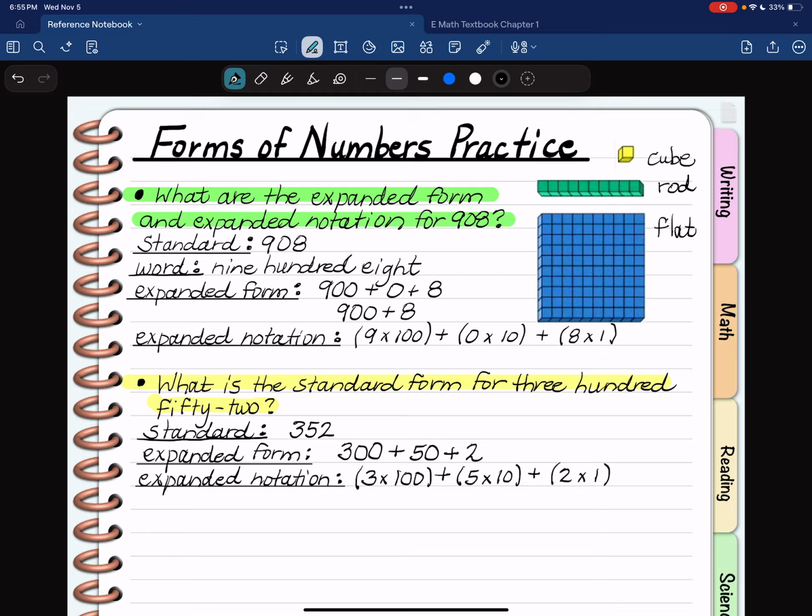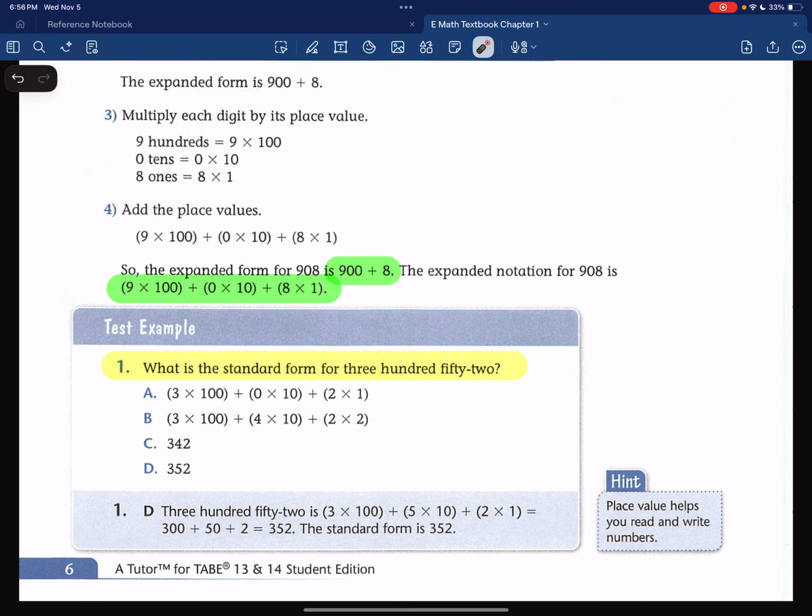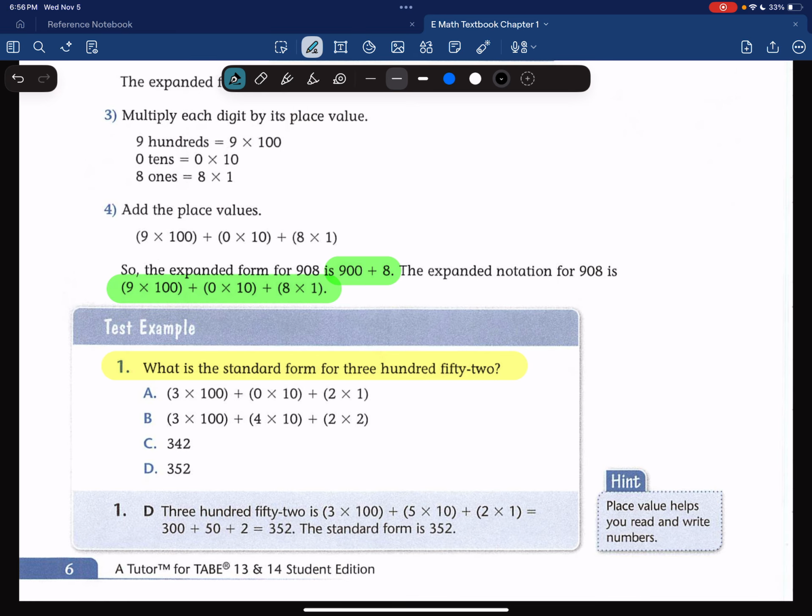One way, if you're struggling with expanded notation, is to think of money. That always helps. You have 3 $100 bills. You have 5 $10 bills and 2 $1 bills. So you have $352. Instead of thinking of cubes, think of money, and that may help. The question asked us for standard form, so this is the answer that they will want us to give. So let's go back to the textbook and provide that answer.